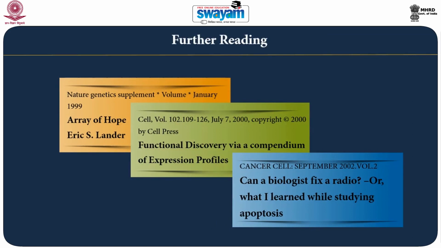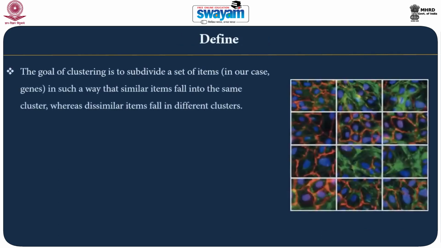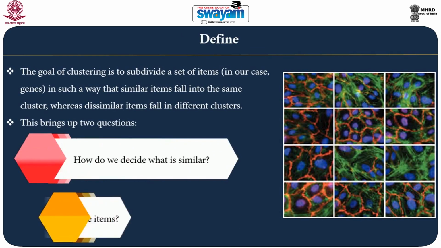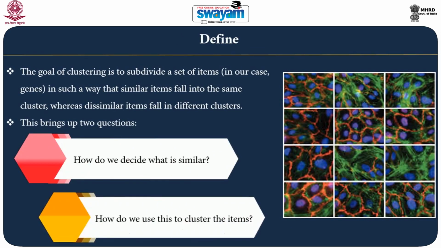A couple of references will also be there in the e-text. So feel free to go and read them. It is not very hard, but just spend some time and try to understand the crux of this entire thing. So coming back again, just as a summary, the goal of clustering is to subdivide the items in such a manner that the similar items actually fall together. That's what I was giving you with different examples.